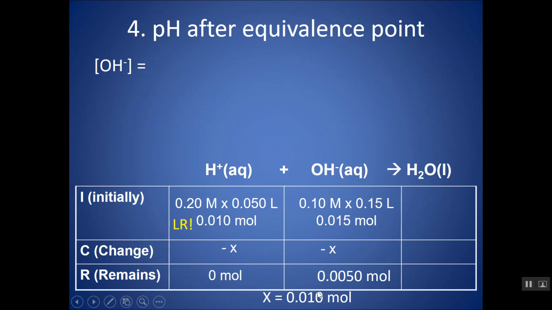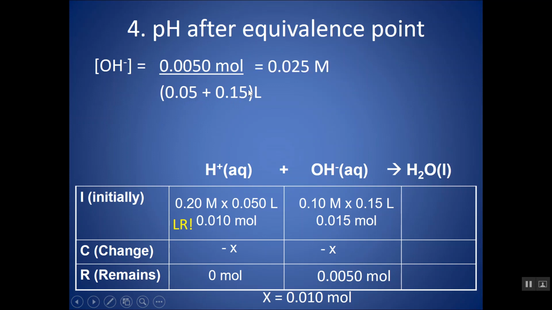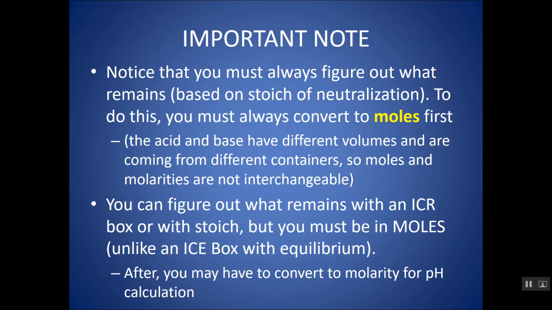To do pH, I need molarity. So the molarity of OH- would be this 0.005 moles over the combined volume of what's in my container now, the 50 milliliters to start with plus 150 milliliters. And I get 0.025 molarity. If I do the negative log of this number, it gives me pOH, so don't forget to subtract that from 14 to get my pH. pH is 12.4. That makes sense. If I have excess base, it should be basic. So do make sure that your pH logically makes sense.